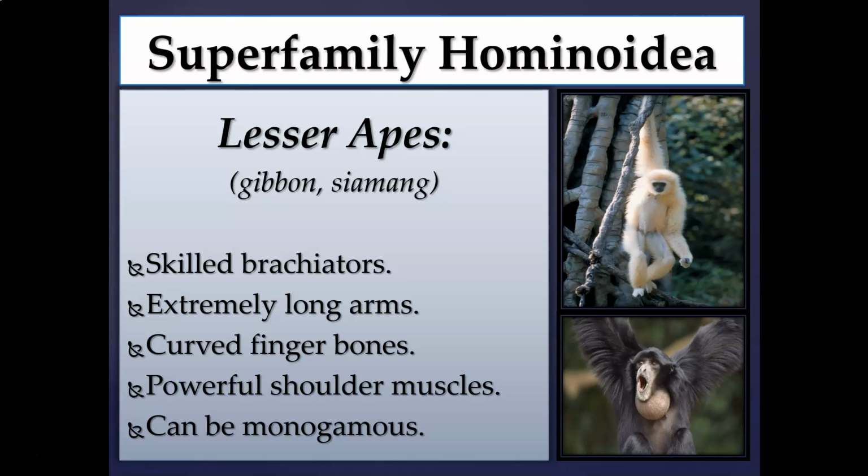They have curved phalanges or finger bones, which again is enhancing their ability to hang in the tree. And they have a very powerful pectoral girdle and shoulder muscles. And they're one of the only primate species that has been observed to practice monogamy. But generally the type of monogamy that they practice is what we call serial monogamy, meaning they have a series of monogamous relationships over their reproductive lives.